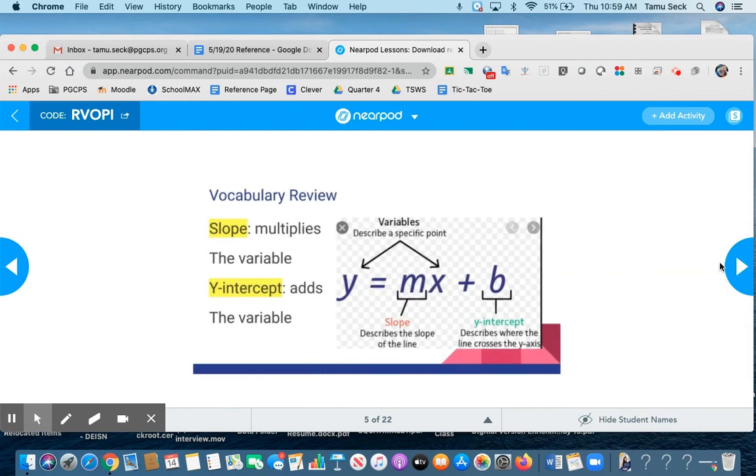So let's review some vocabulary. The slope is the number that multiplies x. Before, we were calling it the coefficient. And the y-intercept is the number that adds to x. Before, we were calling it the constant.